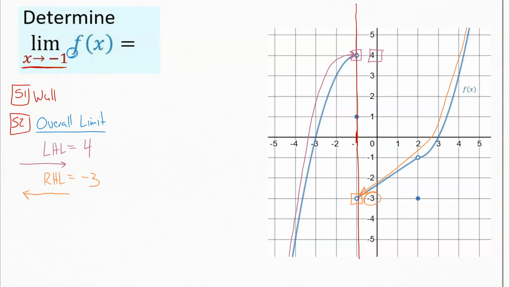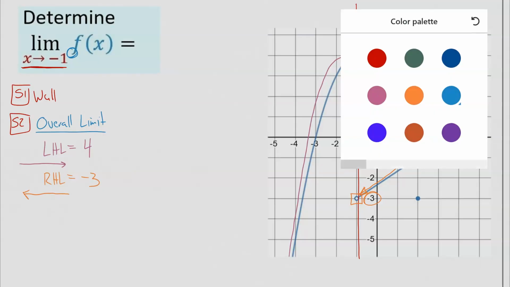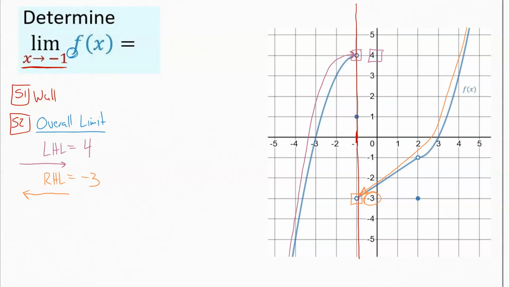Once I have those two values, now what I do is I just need to compare those two values and see whether or not they're equal. So in this situation, I've got 4 and -3. Those two things are not equal. So when they're not equal to each other, that tells me that my overall limit DNE, does not exist.